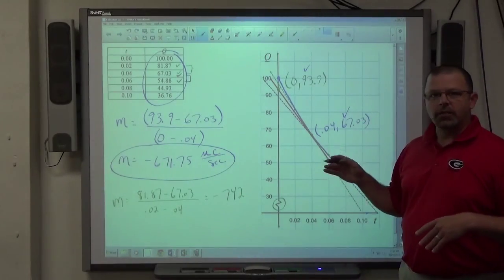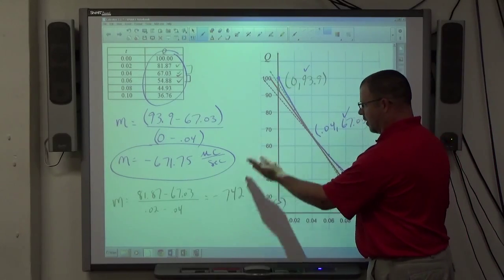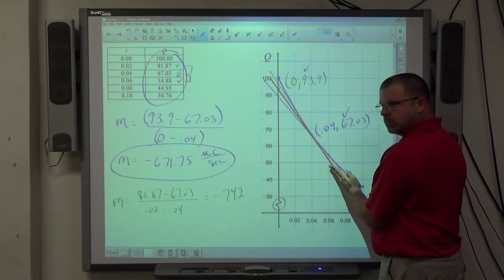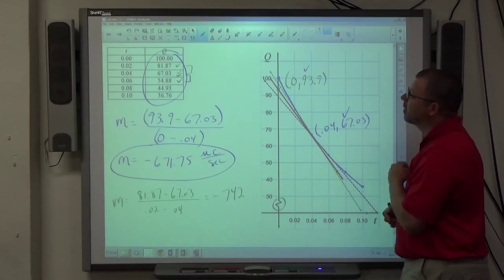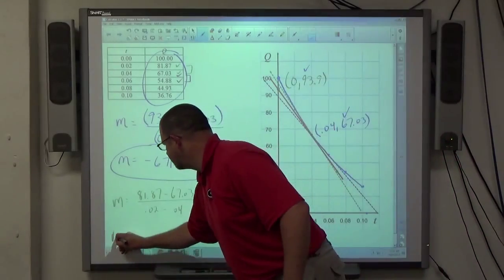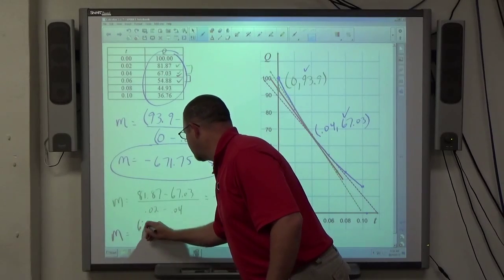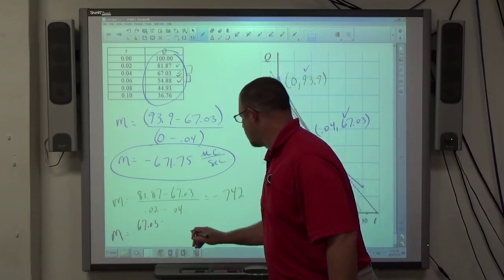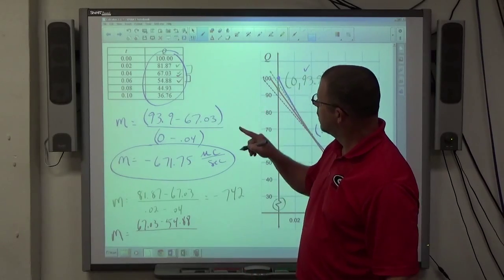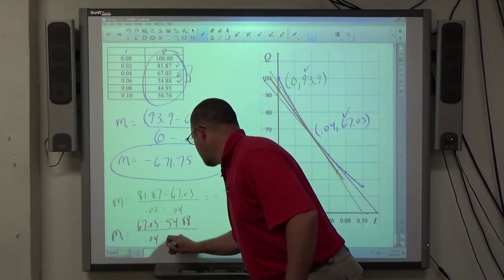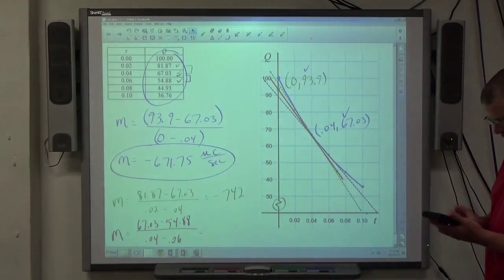So, and again, it's fine. We're not looking for perfection. We're just looking for information. This is obviously the wrong answer, and it's too steep. We need something less steep. Purple's less steep, right? All right, so if we do the purple one, we're dealing with these 2 points. I'll do 67.03 minus 54.88 over 0.04 minus 0.06. Type that in my calculator once again for the sake of saving time.